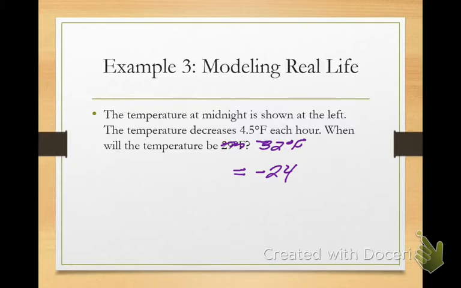So it's decreasing 4.5 degrees every hour, and now I just follow inverse operations. Because it's a decrease, it's negative, so divide by the negative value, and that will tell me how many hours it's going to take.